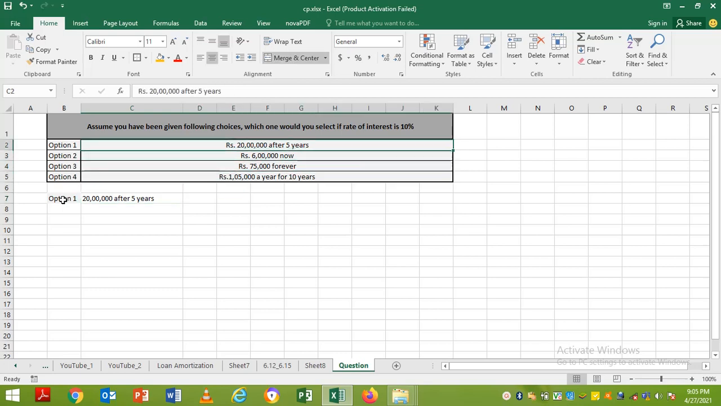So basically, all four options will be compared by calculating their present value. All have to be at the same timeline. This is the after-5-year value, so we will find out what it is today. This 6 lakhs is already given in today's term, so we need not do anything with option 2. Option 3 is a perpetual annuity, which we receive forever: 75,000 rupees forever if we make this investment. And in option 4, we will receive 1,05,000 for the next 10 years.